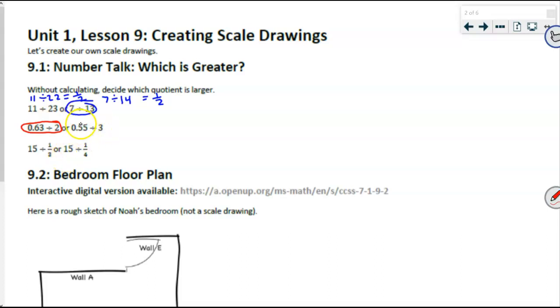So we have less cookies that we're going to share with more people, or more cookies that we're sharing with even fewer people. I think that's a great explanation. And then it doesn't really change a whole lot when I include that decimal place in both of those numbers. Great thoughts there. And the last one, 15 divided by 1/3, or 15 divided by 1/4.